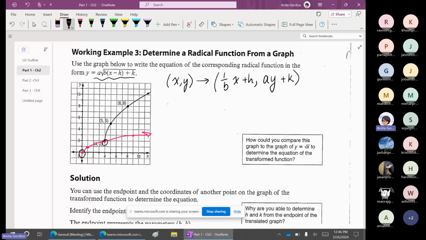Now on the original graph, I know that one of my key points is (0, 0), and when I put it into here, the parts that are multiplying go away because my x and y's are 0. Because I know my coordinate right here is (4, 2), that's the start of my transformed function. Hopefully you can deduce pretty quickly that h is 4 and k represents the 2. So now what we're trying to figure out is the b and the a, and it could be one or the other or both.